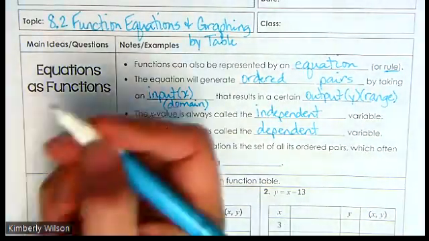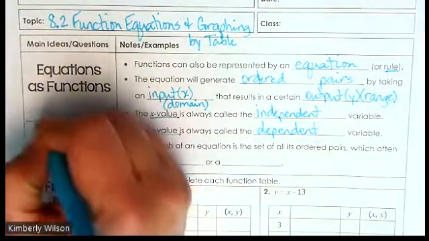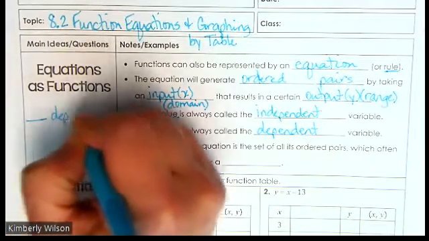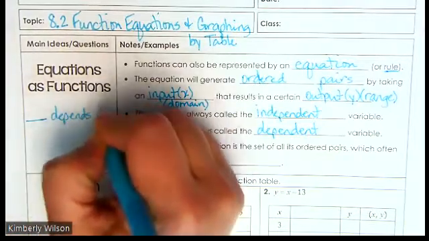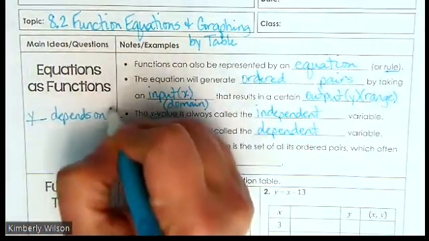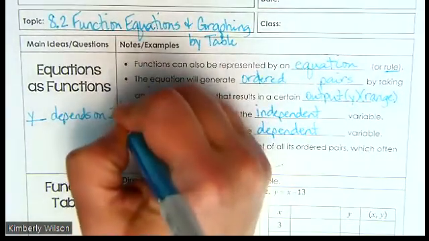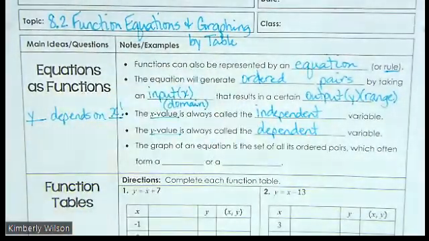We're going to add a little thing right now. I always like to fill in the blank in this sentence to help to know which one is the independent and which one is the dependent. Blank depends on blank. Y depends on X. This sentence right here always helps you to determine which one is the independent and which one is the dependent, because the Y depends on the X.